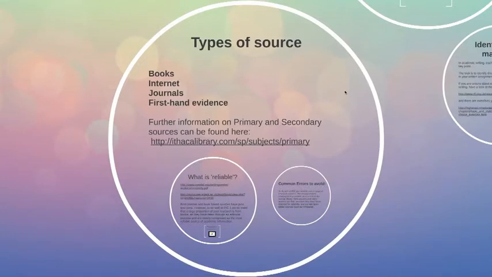Now here we're starting off by looking at types of source, and there are four main types of source: books, internet, journals and first-hand evidence. And by first-hand evidence I would mean a primary source such as an interview with the artist or even your own analysis of the artwork, because the art object is a research source itself.